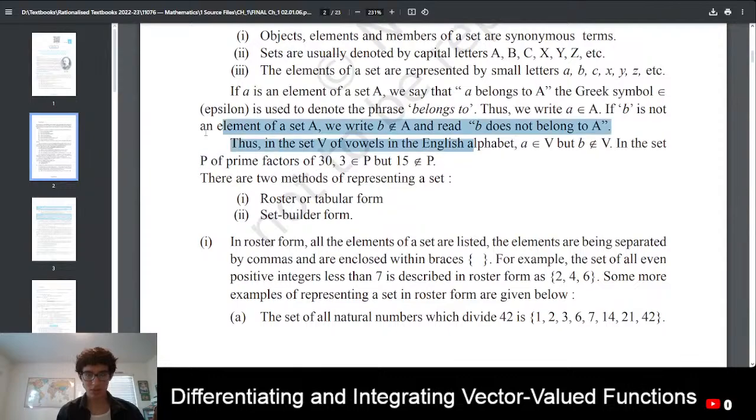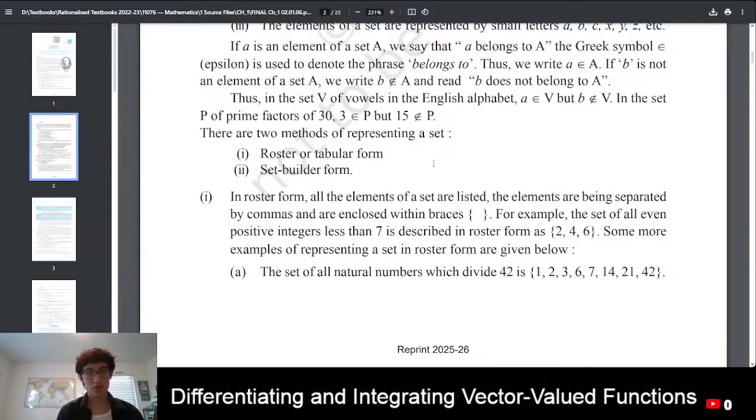So this is just a quick example of that. A would belong to V because A is a vowel and it belongs to a list of vowels, but B is a consonant, so it does not. So same thing. There are two methods of representing a set.